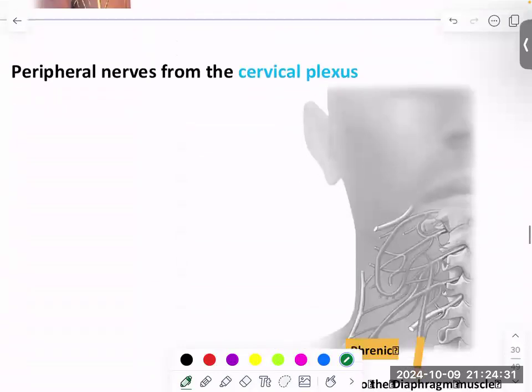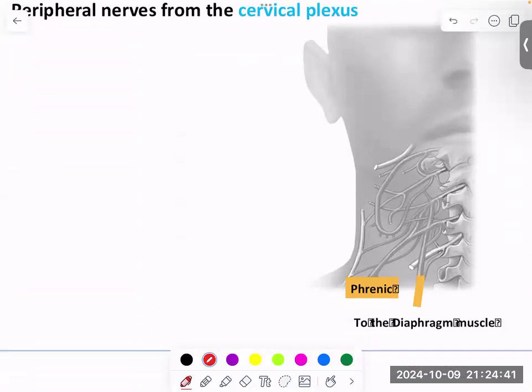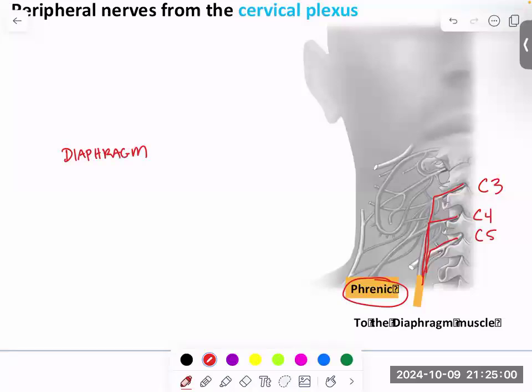From the cervical plexus, I need you to know one. I apologize, I don't know what happened to these symbols. Okay. I need you to know the phrenic nerve comes off of C3, C4, and C5. Those make the phrenic nerve. The phrenic nerve is responsible for powering your diaphragm.